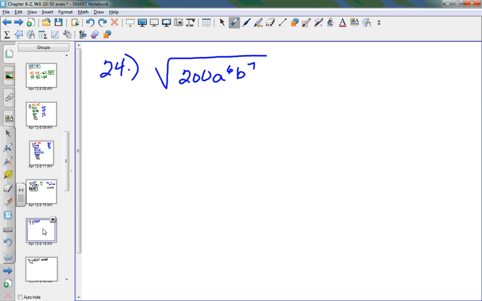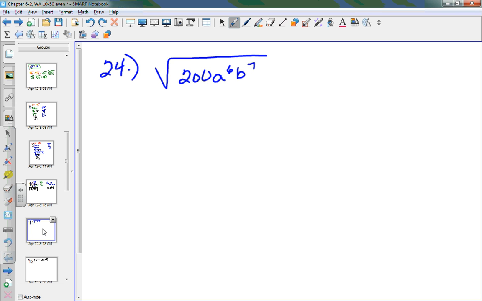How do I do this? 200. How do I break down 200? 20 times 10. Well, I could do 20 by 10, but here's the thing. I'm looking for factors of 200 that are perfect what? Squares. So that means I want the biggest perfect square that I can find.